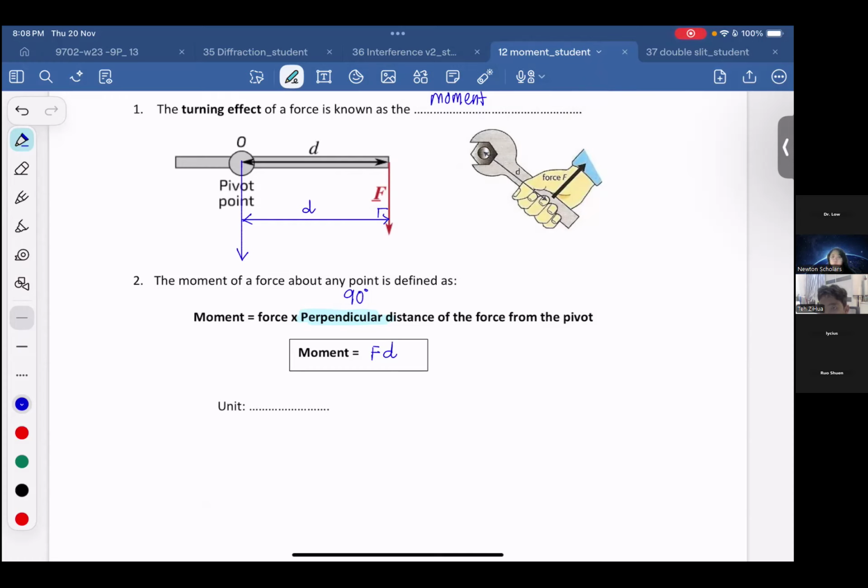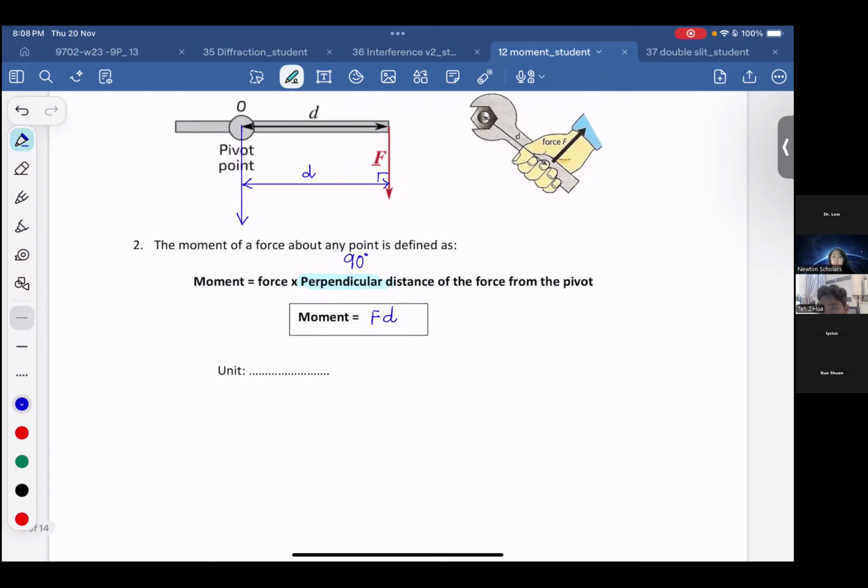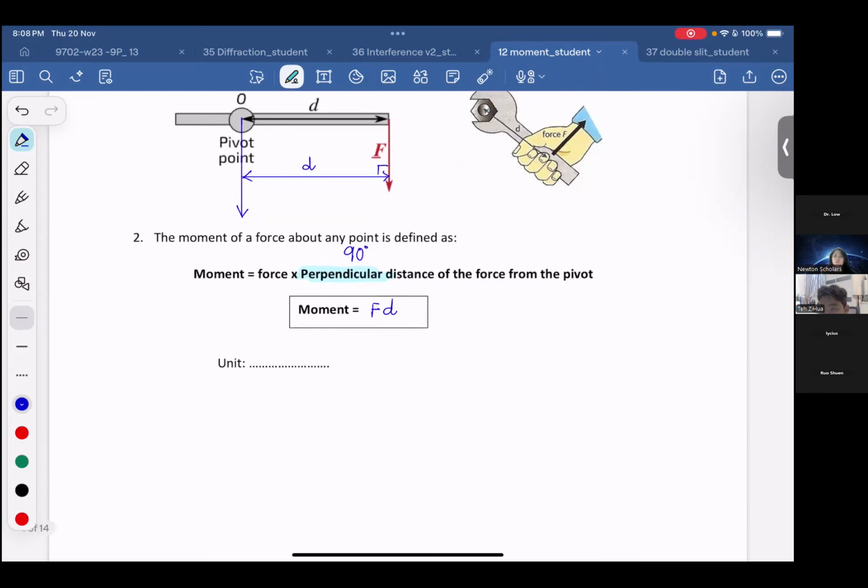Okay, so what is the unit? As I told you, we study physics, we study smart. We cannot memorize everything. That one is biology. We don't need to memorize. From the formula, we can know the unit. The force is in Newton. Distance, if SI unit, distance must be in meter. But as long as the question doesn't ask for SI unit, this is SI unit. SI unit is the standard international unit.